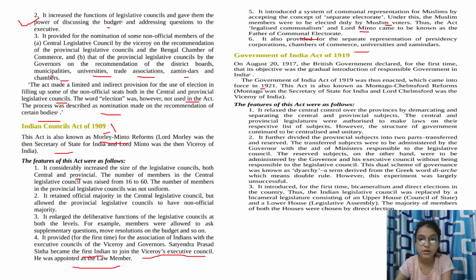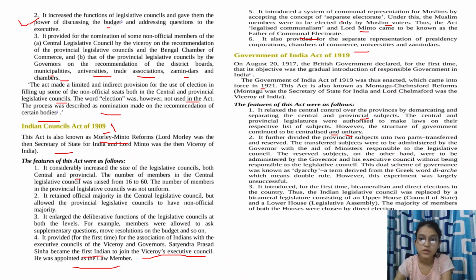It relaxed the central control over the provinces by demarcating and separating the central and provincial subjects. So this is basically pointing towards the kind of lists we have, that is the union list, the provincial list, and the concurrent list. The central and provincial legislatures were authorized to make laws on their respective lists of subjects. However, the structure of government continued to be centralized and unitary. So this is the very nature of the government.